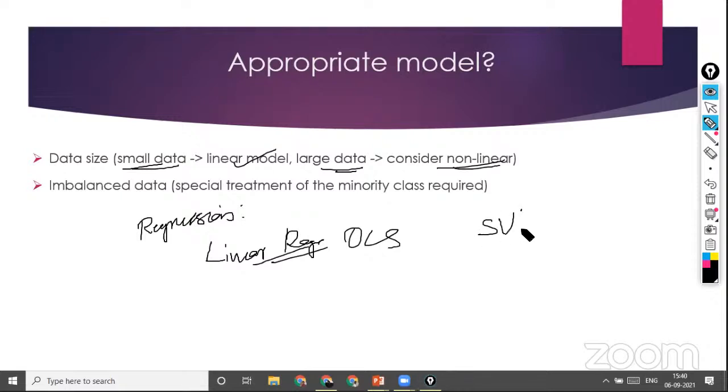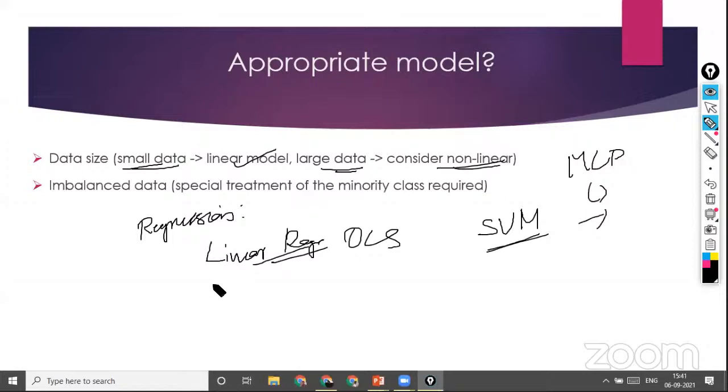I'll give you an example. Say you can go for a technique like support vector machine if you have nonlinear data, or you can go for multi-layer perceptrons to solve this nonlinear data. But there is another take on this, about the non-linearity and linearity of your data.